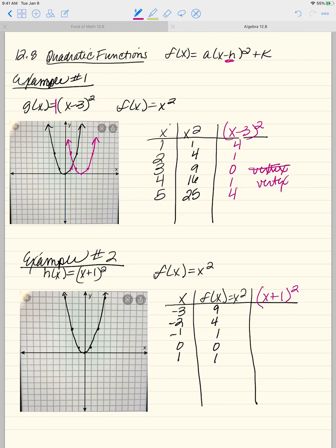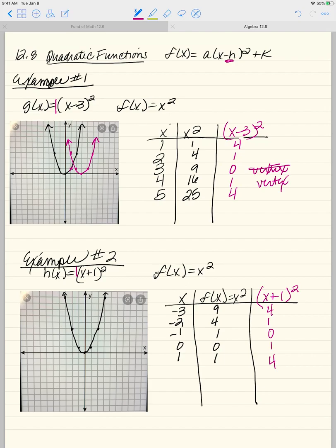Okay, example number 2. h of x is equal to x plus 1 squared. Obviously, a is 1. f of x is equal to x squared. Again, I have x squared already graphed on here, okay? And then if x is negative 3, negative 3 plus 1 is negative 2, we get 4. If it's negative 2 plus 1 is negative 1, 1. If x is negative 1 plus 1, we get 0. If x is 0, we get 1. If x is 1, we get 4.